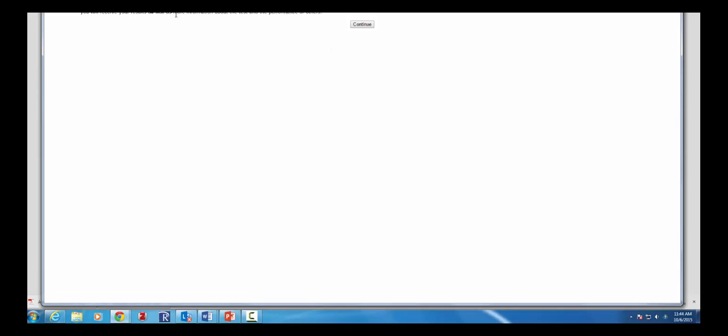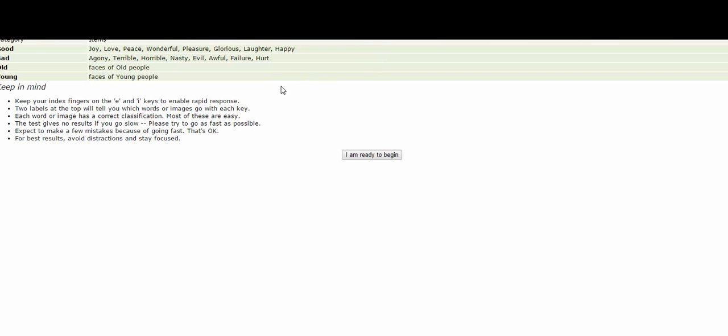It says you've opted to complete the young-old IAT. Click continue. It gives you some information here. After you read this information, you click I am ready to begin. You click here to begin, and you follow the instructions here. Basically, you put your left index finger on the E key and your right index finger on the I key, and you follow these instructions. Press the space bar to begin and take the test.